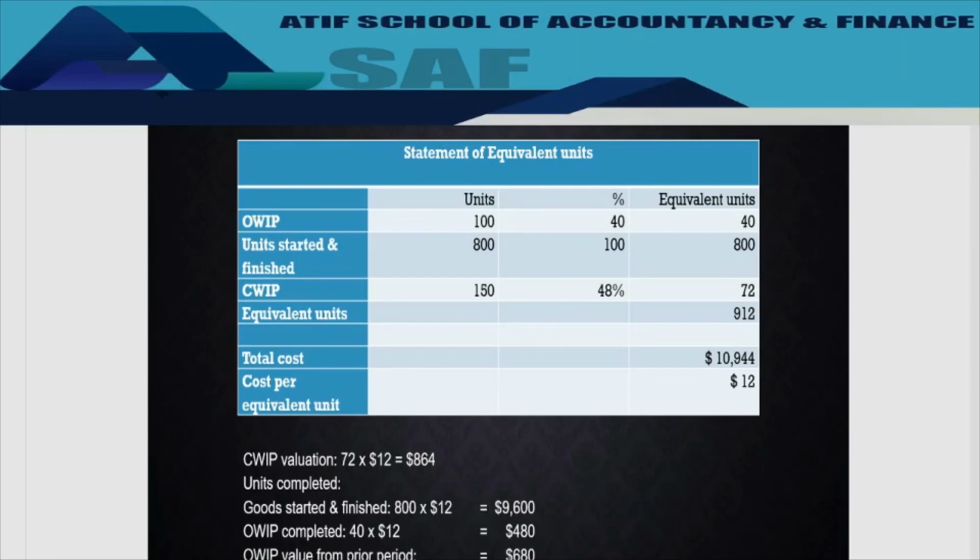In case of opening work in process completed, these 100 units have been 40% completed in this particular period, so their equivalent units would be 40, and these 40 units would be multiplied by the current period's cost per equivalent unit, $12, and you will get the value of $480. While the cost incurred on these units in the previous period is $680. To sum up all these values, 9,600 plus 480 plus 680, you will get the total value of goods completed as $10,760.